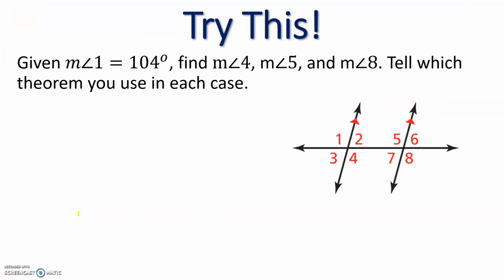All right, your turn. Give it a try. The measure of angle 1 is 104 degrees. Find the measure of angle 4, the measure of angle 5, and the measure of angle 8. Tell which theorem you use in each case. Pause the video and give it a try.